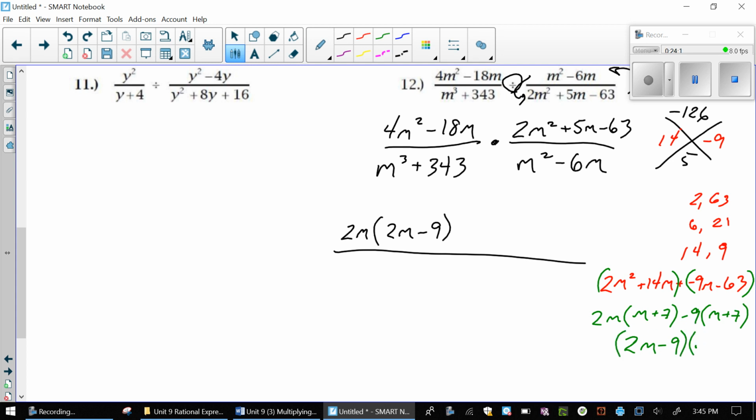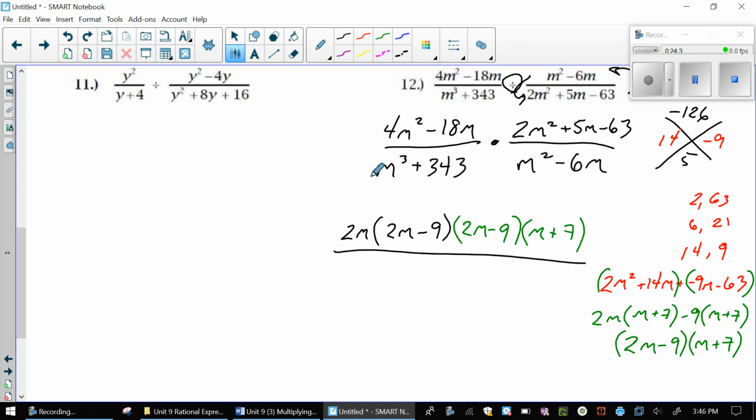And you guys might have been able to get that quickly with guess and check. So if you can, please use guess and check, okay? So now there's this part. I'm just going to take that, I factored it, and I'm going to put it right up there next to it because everything here is being multiplied in that numerator. 2m minus 9 and then m plus 7. Okay, there we go. Now we factor the denominator.